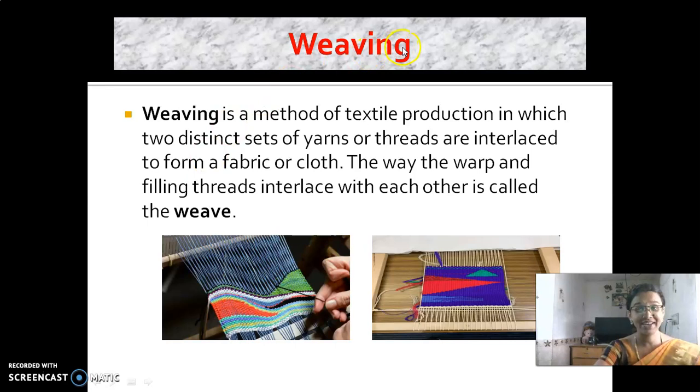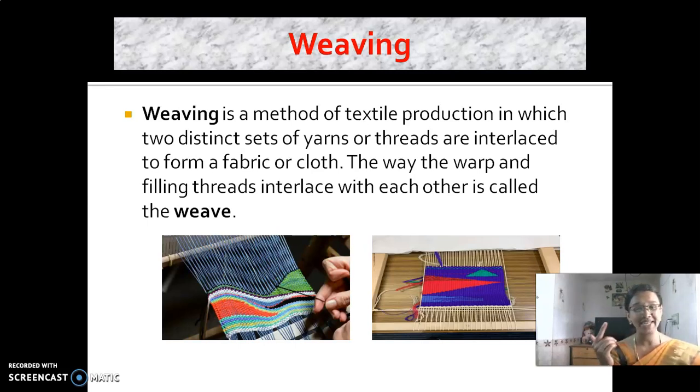So what is the first one? Weaving. Weaving is a method of textile production. Textile means what? The dresses which we wear, right? So, weaving is a method of textile production in which two distinct sets of yarns are used. What are the two distinct sets? That is, two different types of yarns.